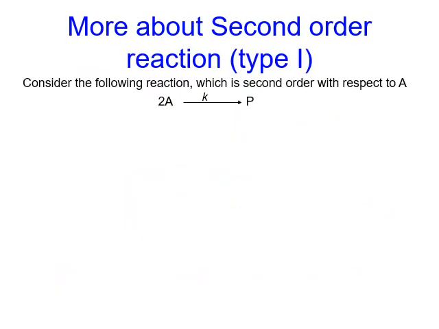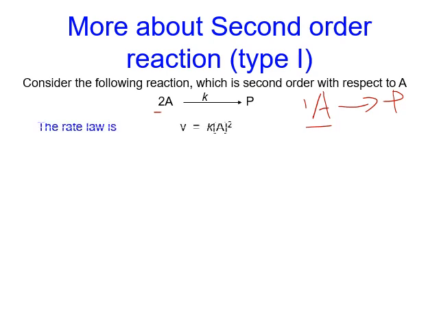When deriving the integral rate law for the first order and the second order reaction, we assume the coefficient in front of reactants is 1. What if the coefficient in front of A is not 1, for example 2? Okay, so what is the rate law? What is the integral rate law?